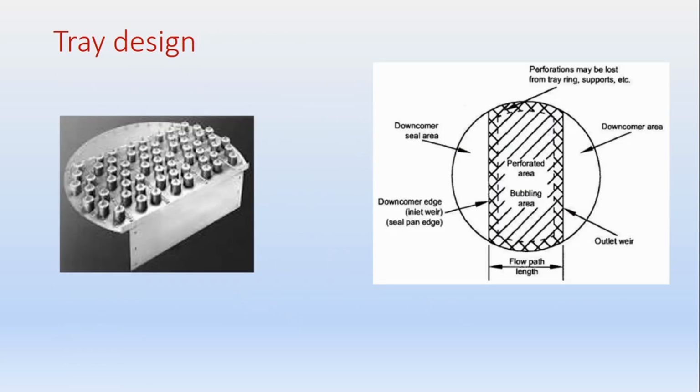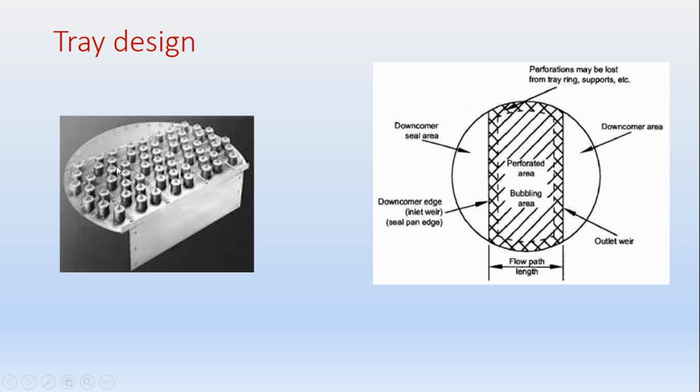So let's look at the design of the tray. This is how a bubble cap tray looks like. All these bubble caps are laid out on this tray. This is the downcomer region, right? This is the region on which the liquid from the topmost stage comes. It flows here, and then it goes to the next stage through this downcomer.